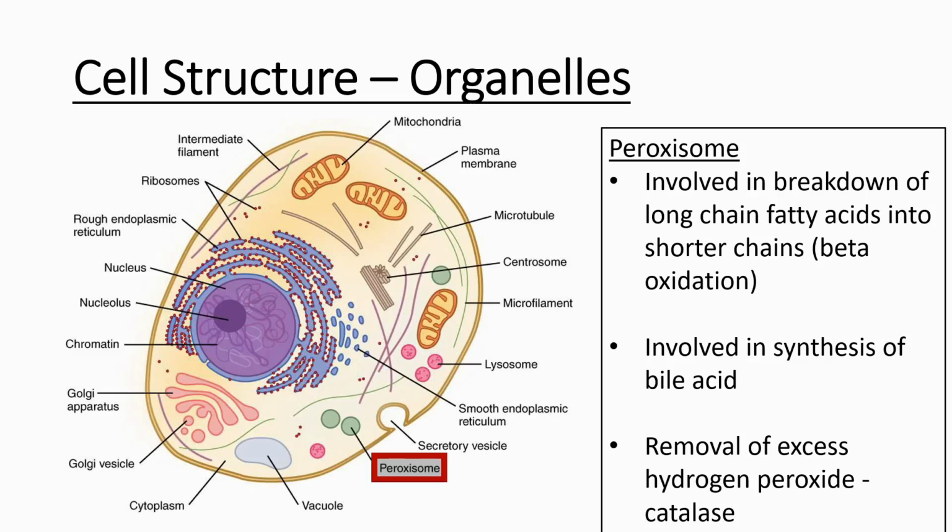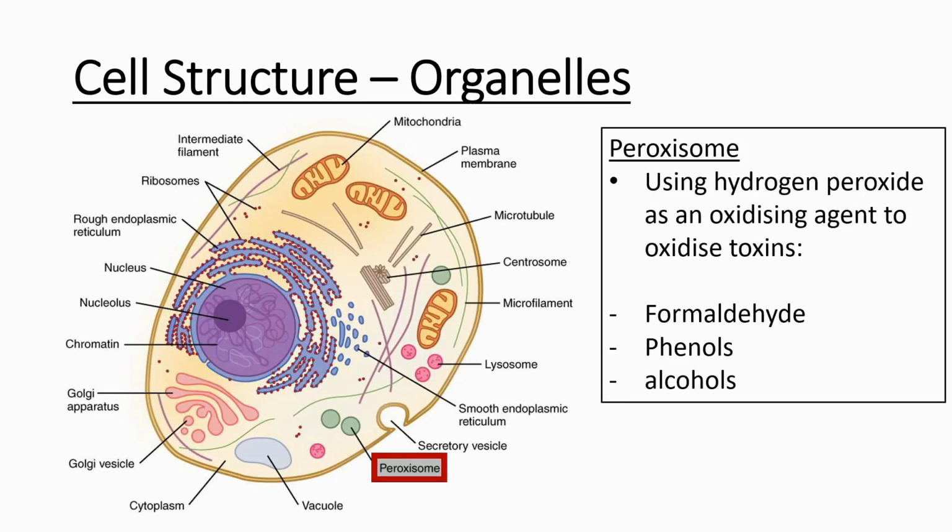Removal of excess hydrogen peroxide, which is a substance that builds up in the cell, is carried out by the peroxisome. Too much of this substance will damage the cell. So here, hydrogen peroxide, or H2O2, is broken down into water, or H2O, and oxygen, or O2. And this is a very, very important process to remove this reactive species, hydrogen peroxide, which is an oxidizing agent. And this is catalyzed by the enzyme catalase, which is found within the peroxisome.